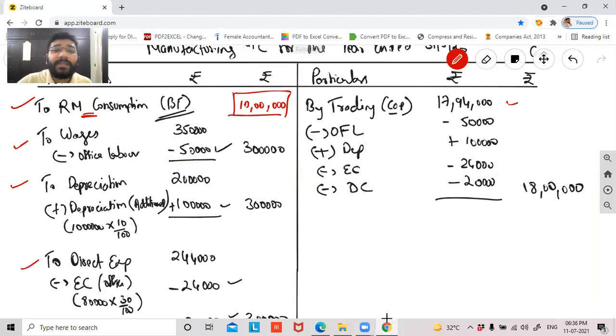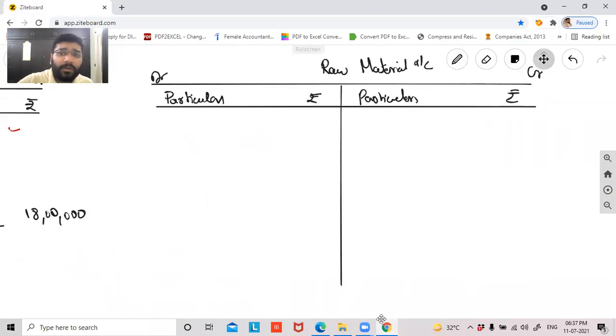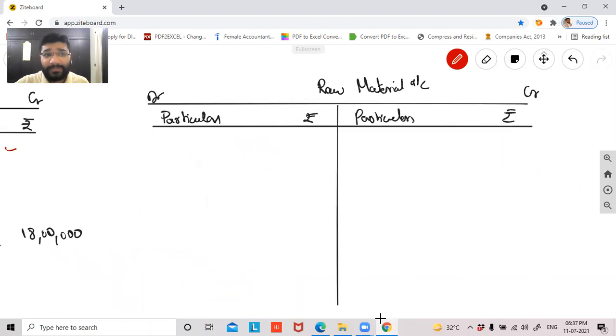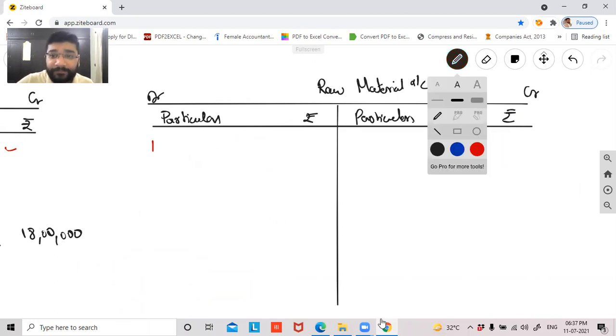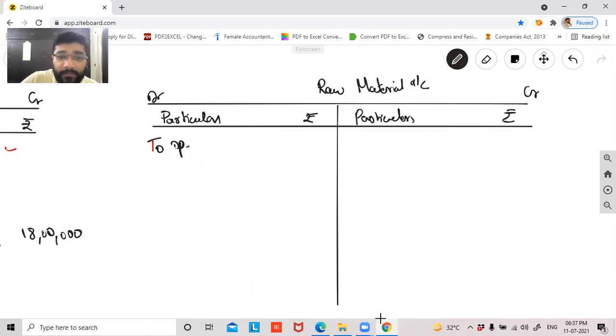So guys, sir, RMC is 10 lakh rupees, raw material consumption. They've asked us to prepare the raw material account, guys. Raw material account. This is like your stock account. You've prepared it in the NPO, guys. So here it will be to opening stock of raw material.